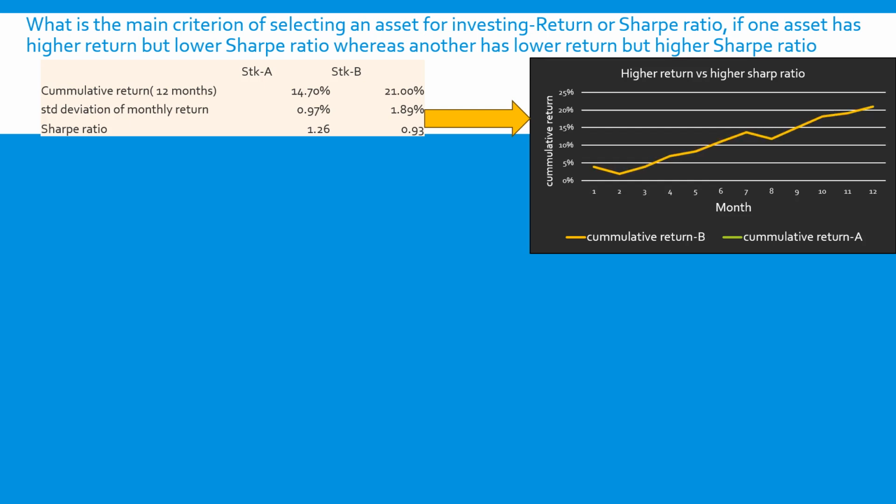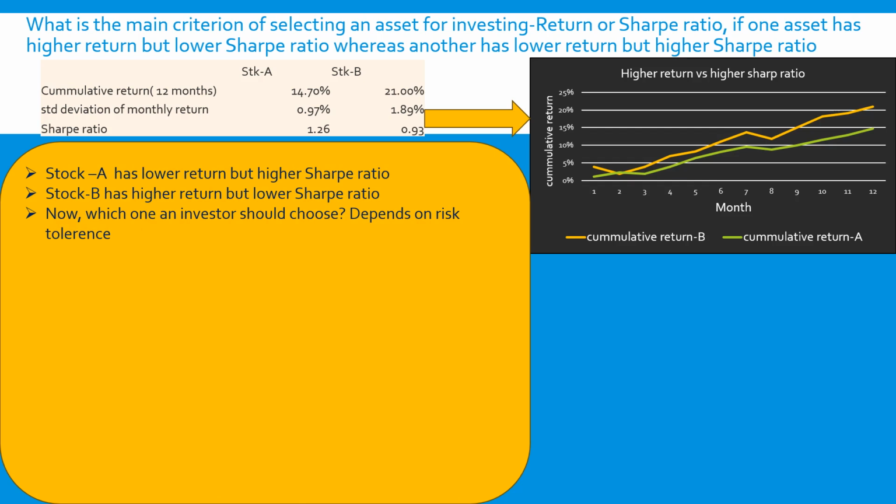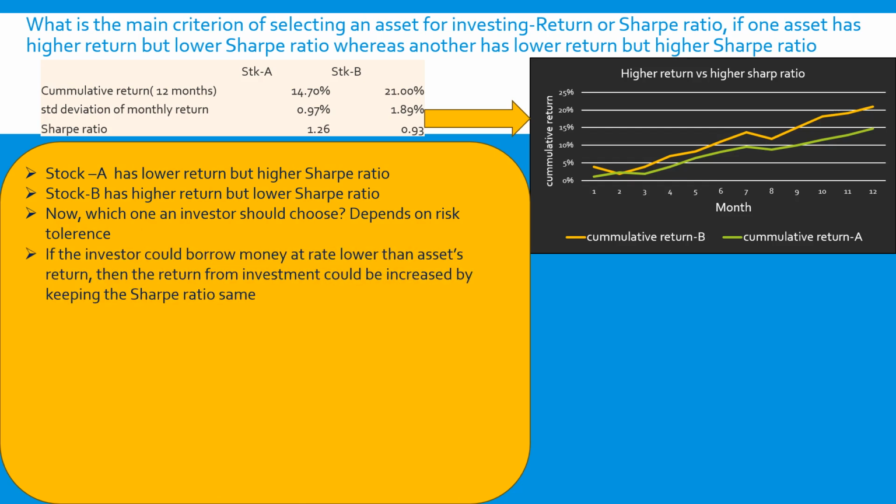This is the cumulative return of stock B. The yearly return reaches up to 21%, but it fluctuates more. Whereas this is stock A's return, cumulative return is less, but it fluctuates less. Stock A has lower return but higher Sharpe ratio. Stock B has higher return but lower Sharpe ratio. Now, which one an investor should choose depends on the risk tolerance.